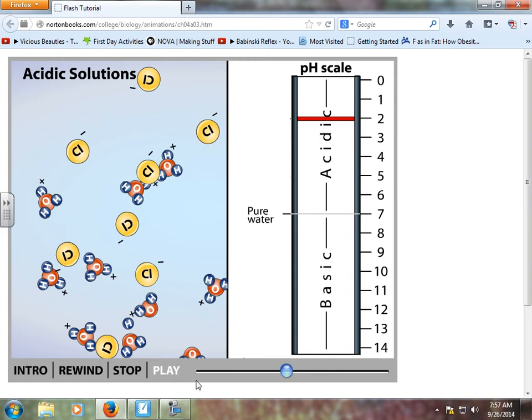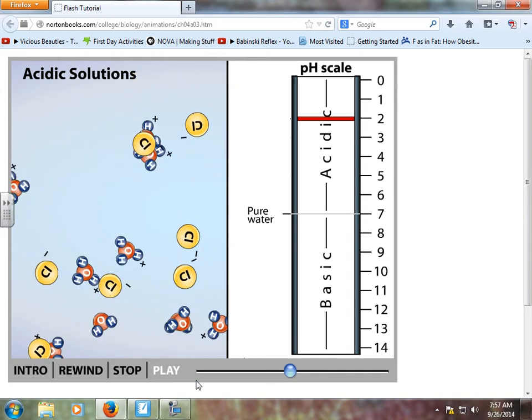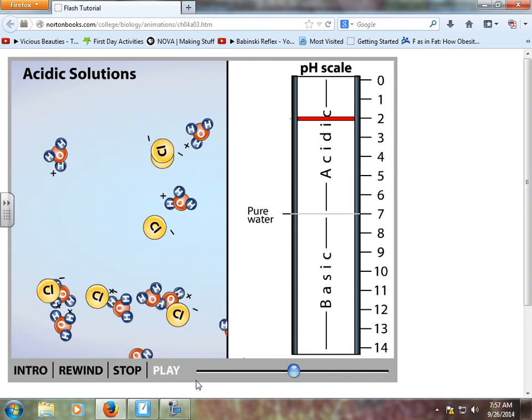until there's no more water to bond with, or it runs out of H's, producing an excess of hydronium ions in solution.